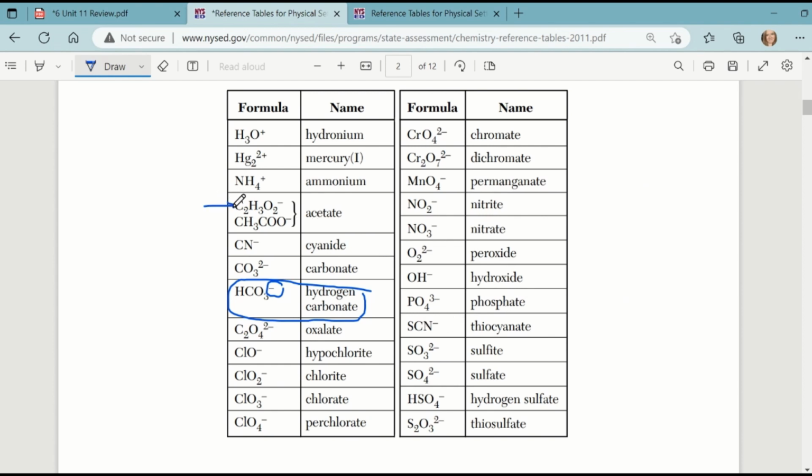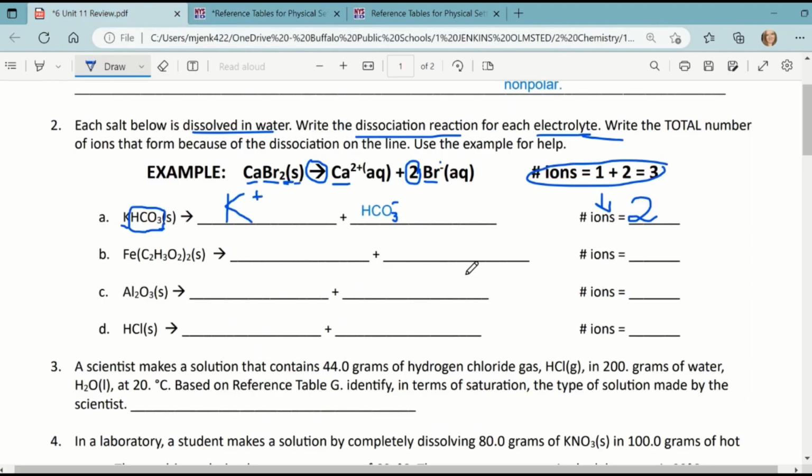Oh, here it is right here. C2H3O2, that's what I need. The charge is negative. Okay, so I need C2H3O2 with a negative charge. How many of them do I have? Well, this 2 is outside the parentheses. That means I have 2 of them. Okay, now technically for each one of these, I should indicate that it is aqueous, right? It is dissolved in water, right? So that should be after each one. So this is aqueous. What else do we have?